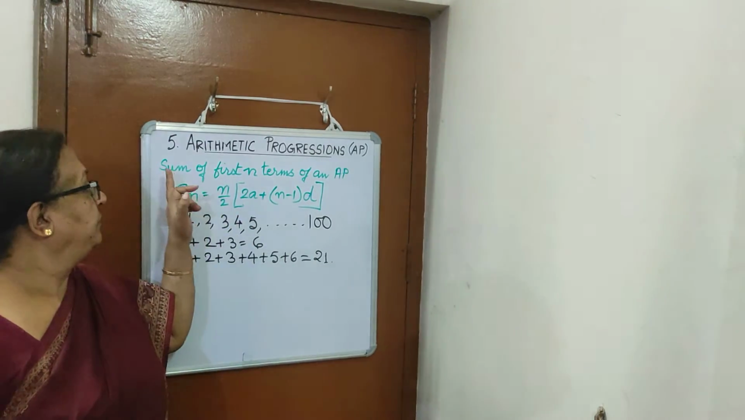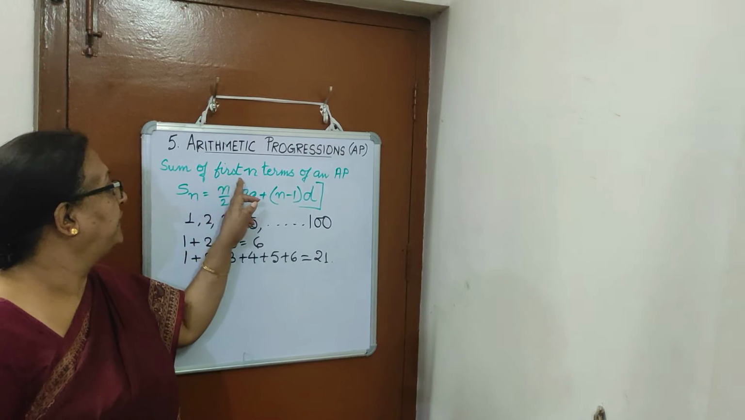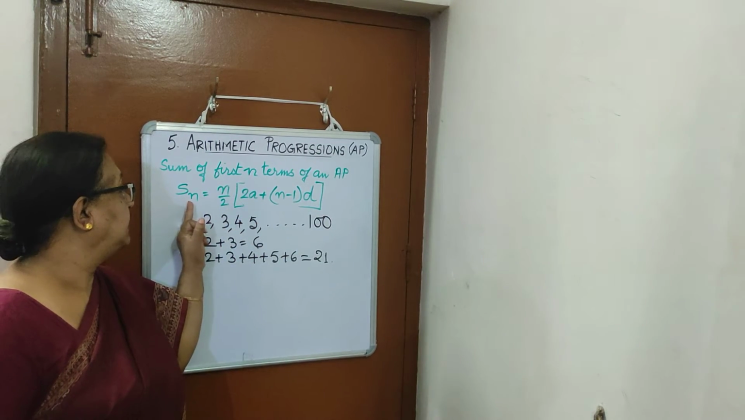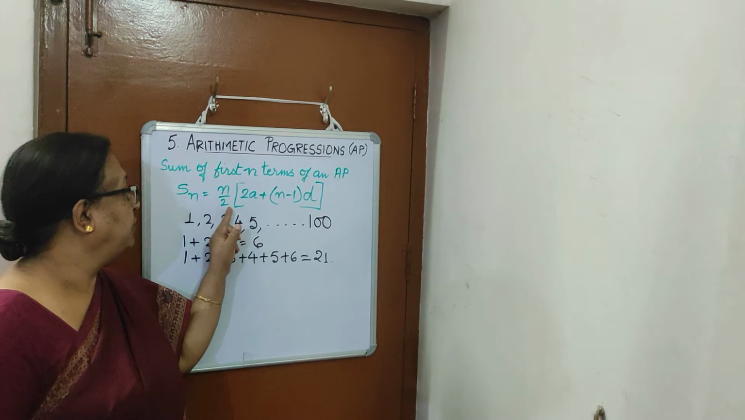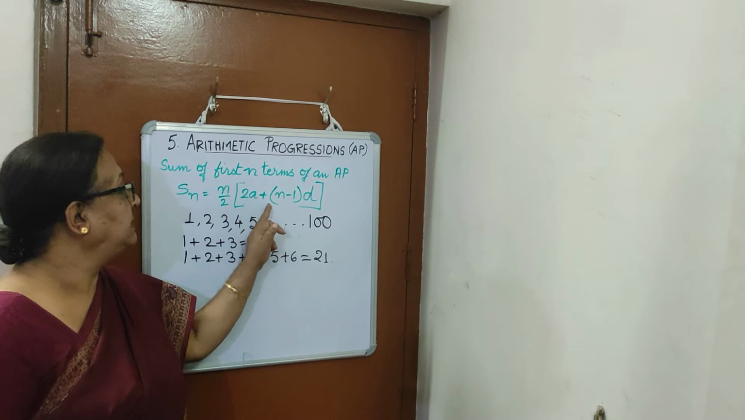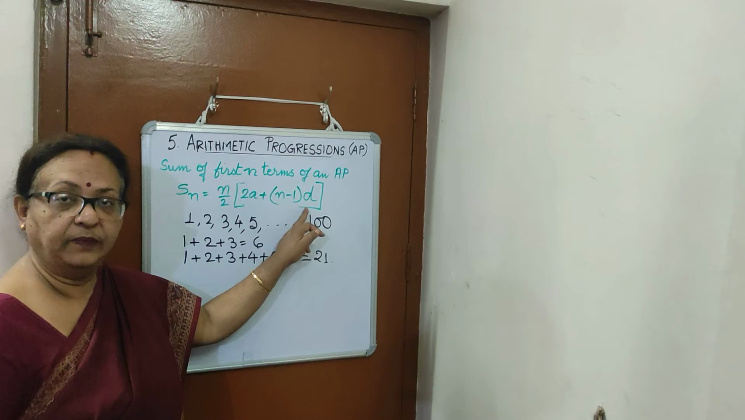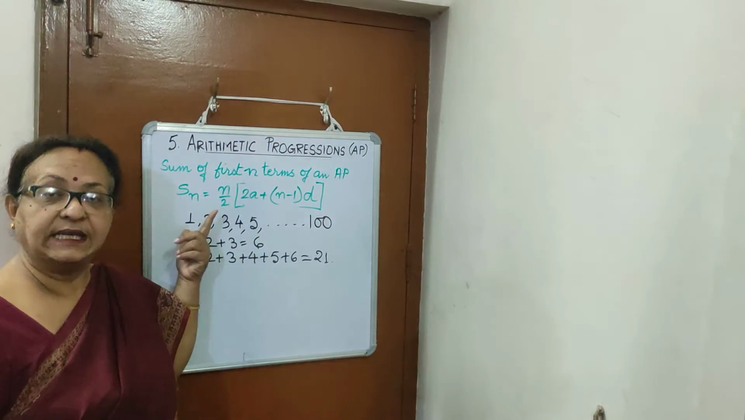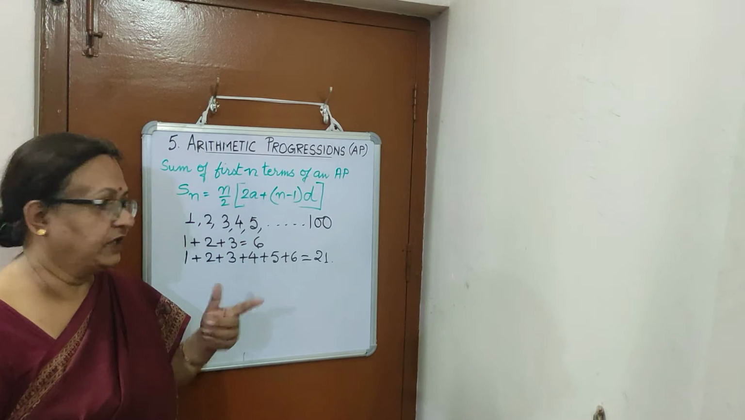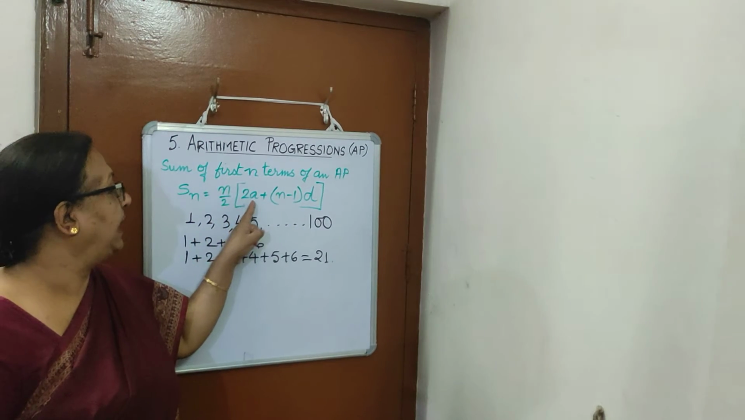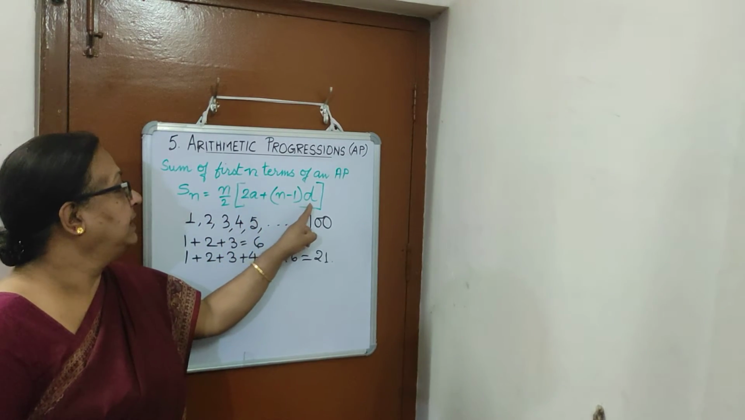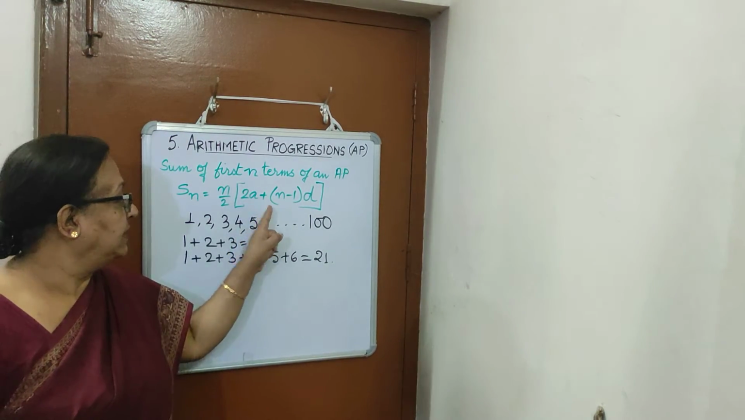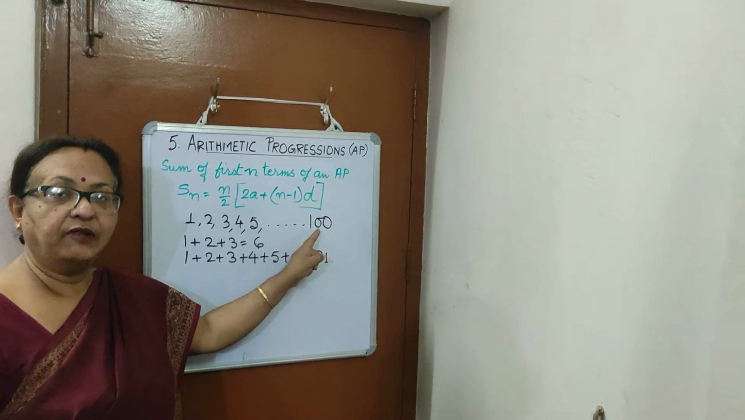What is it? This. The sum of first n terms of an AP is given by Sn equal to n by 2 into 2a plus n minus 1 d. Now Sn is the sum of, what is n? You know, number of terms. Number of terms, a is the first term and d is the common difference. Now using this, can we find the sum of this 100 terms?